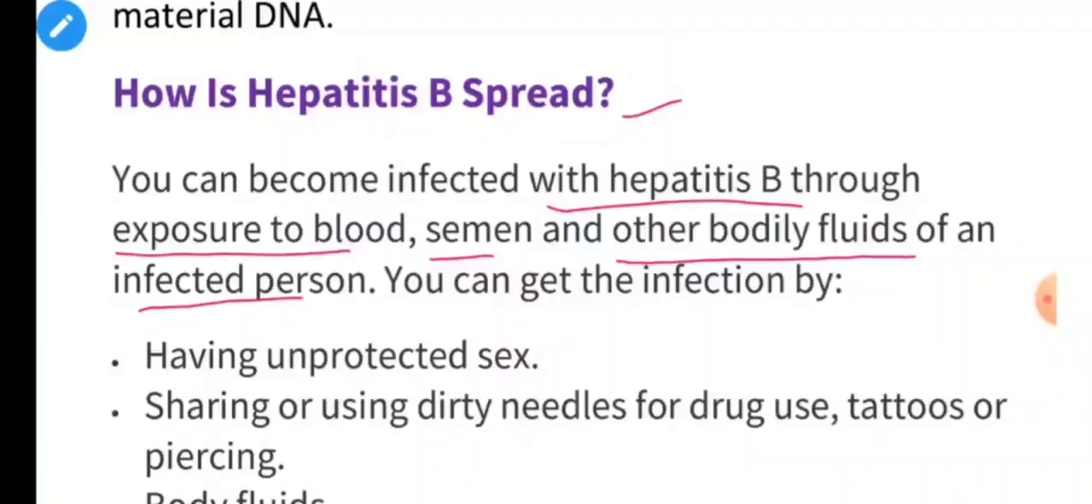Suppose a person goes to the barber to shave their beard. If the barber uses a blade that was applied on a patient who is already infected by the virus hepatitis B, and that blade is again used on a healthy person, the healthy person can be affected by hepatitis B. Or a doctor who is using a syringe that was already used on an infected body, and again that syringe is used on a healthy person, the healthy person can be infected.